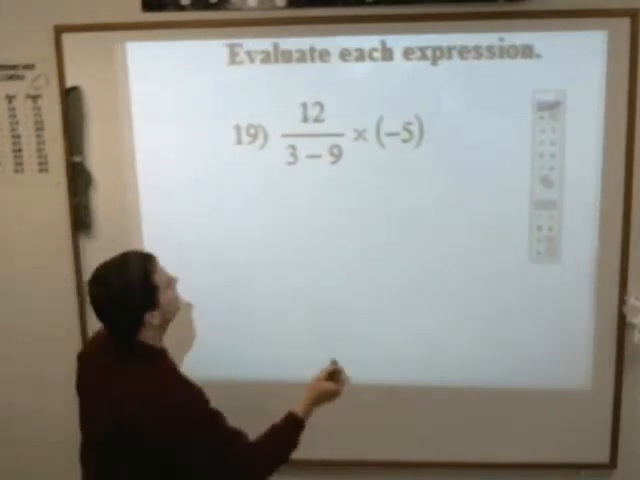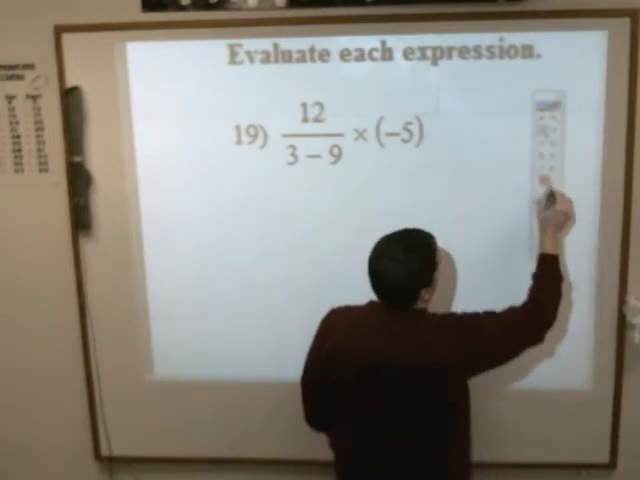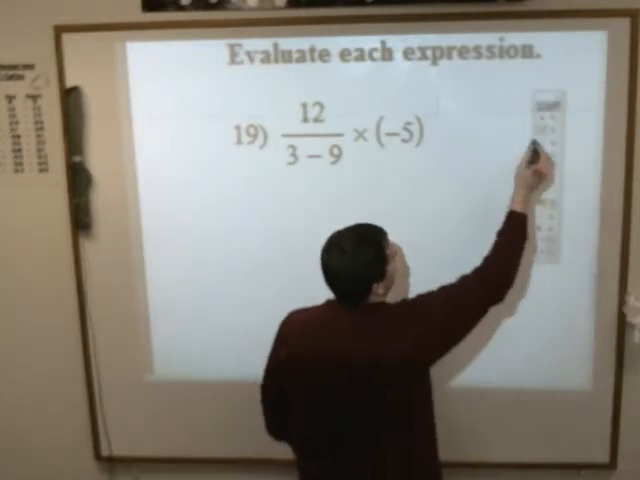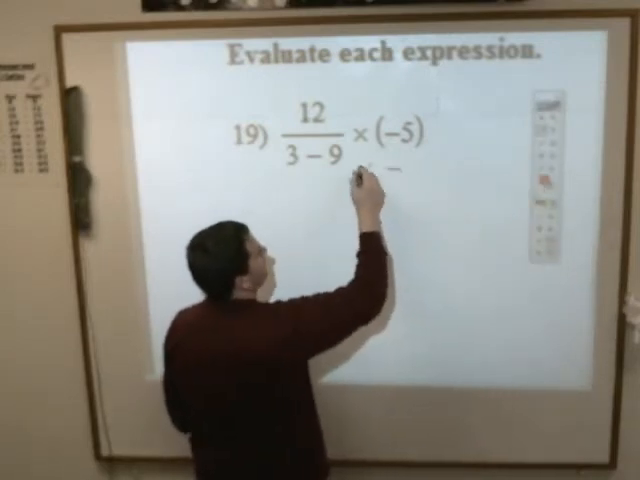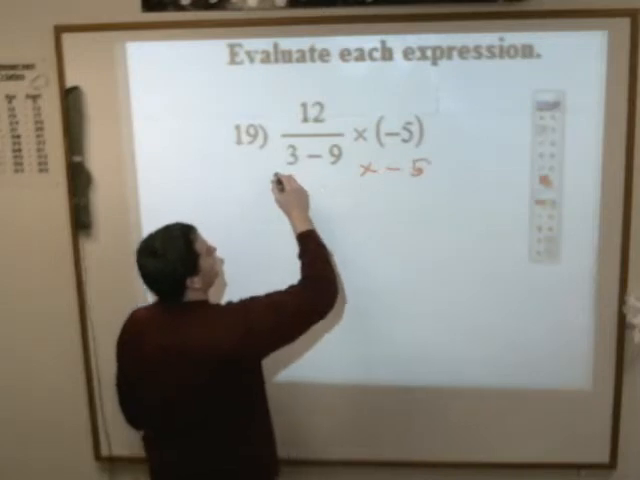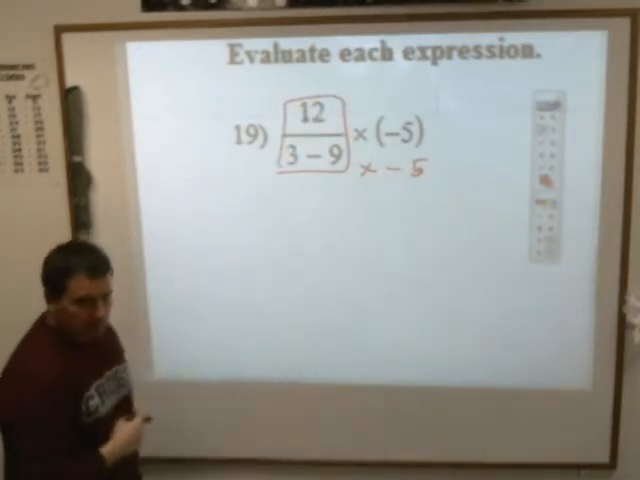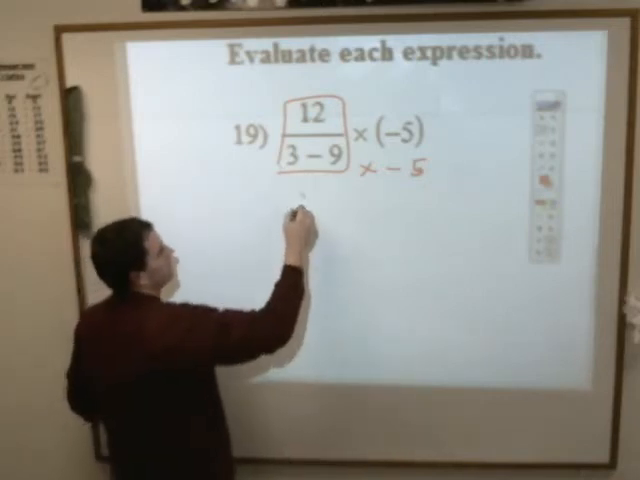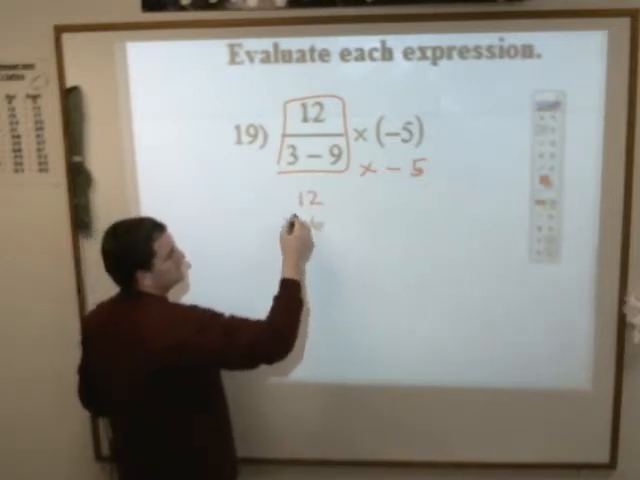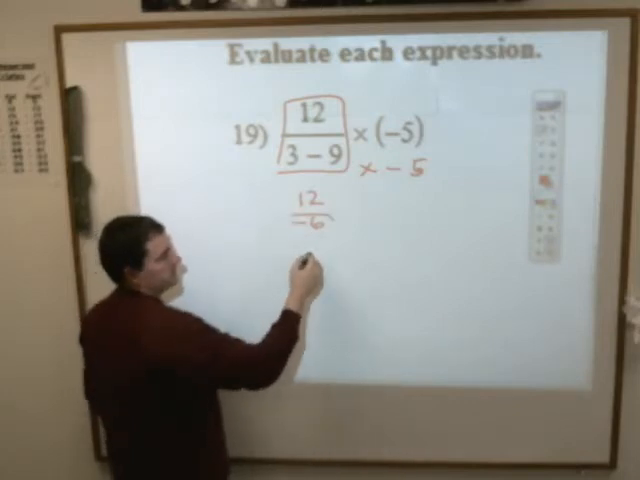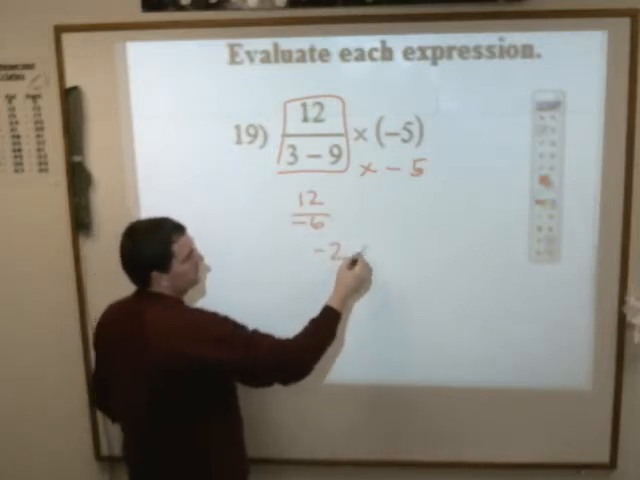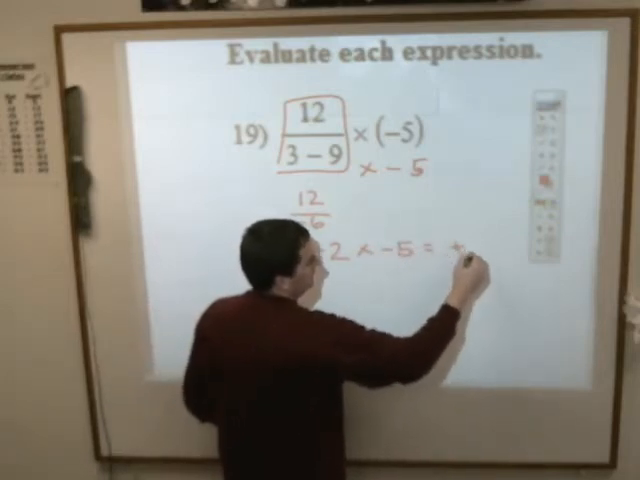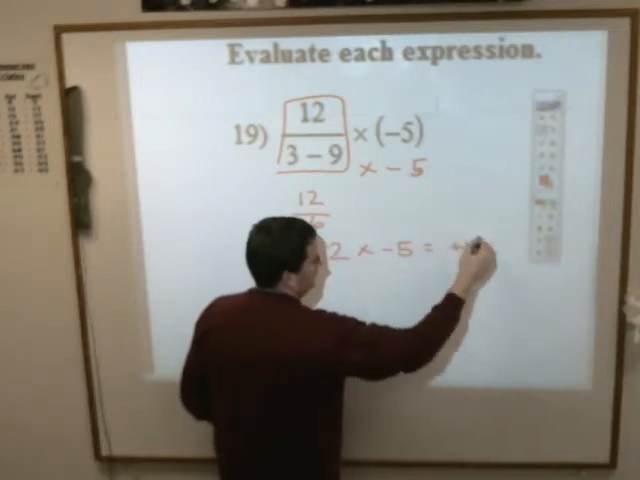I don't get it. Well, there's only two parts here, Lizzie. You are going to multiply -5 times whatever you get over here. Correct? What's 3 minus 9? -6. Oh. 12 divided by -6 is -2. And if you multiply -2 times the -5, you end up with positive 10. That makes sense. Take it apart.